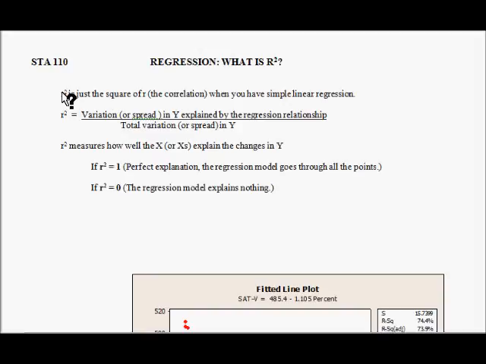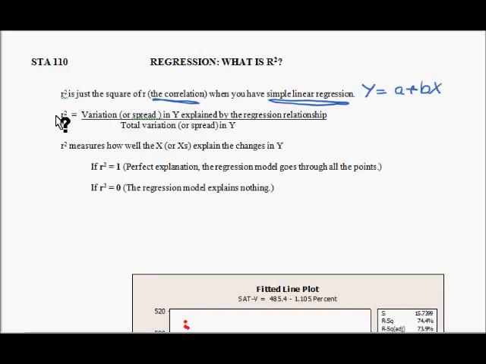One definition is r squared is just the square of the correlation. We had correlation earlier on in Stat 110. When you have simple linear regression, in other words, when you have the model y equals a plus bx, then this r squared is just the square of the correlation we saw earlier. We'll do an example of that with that data in a minute.